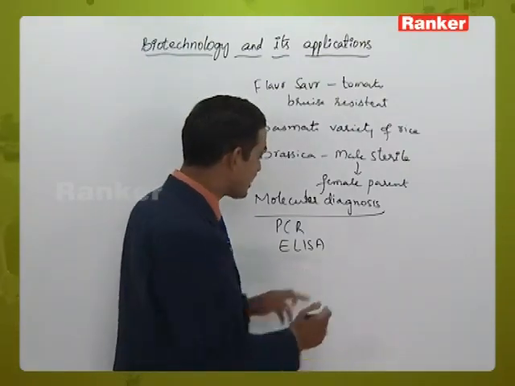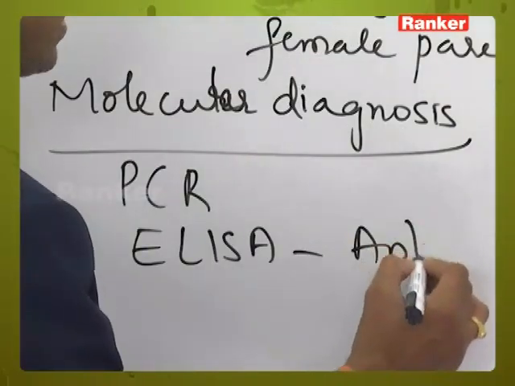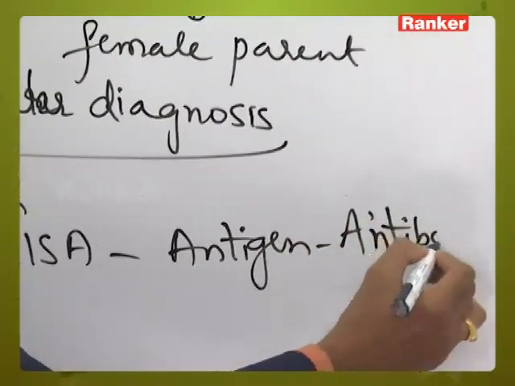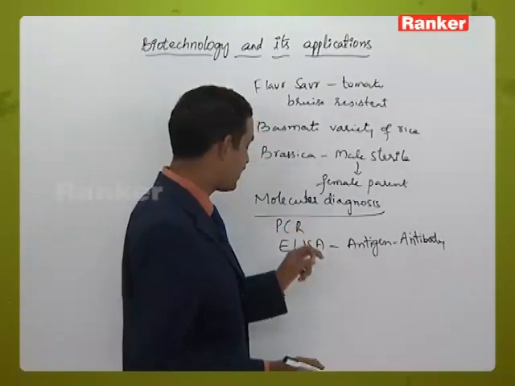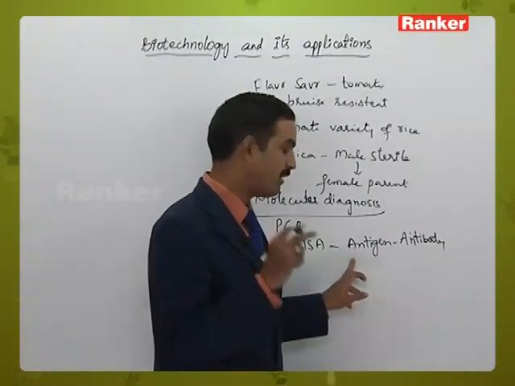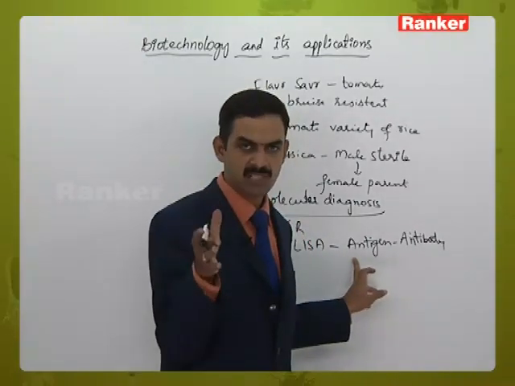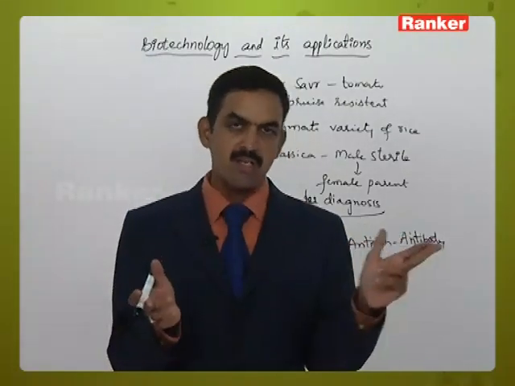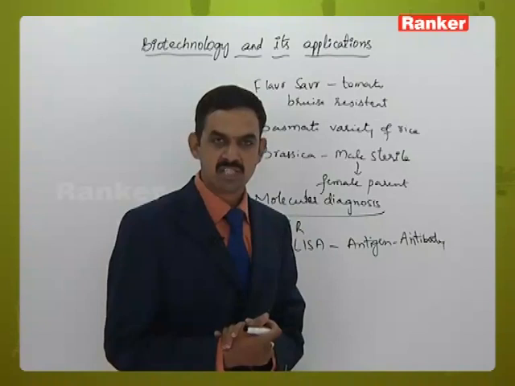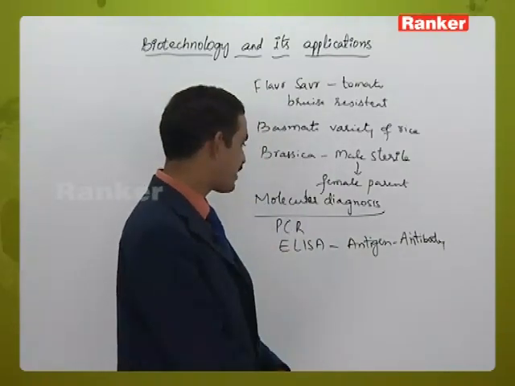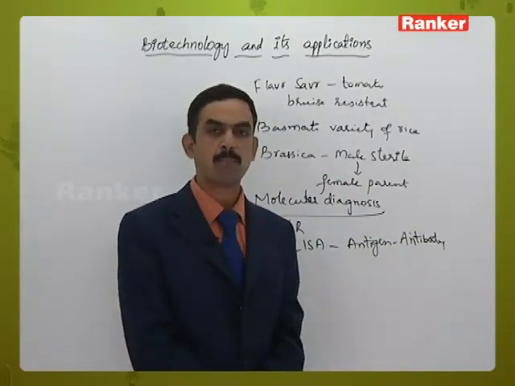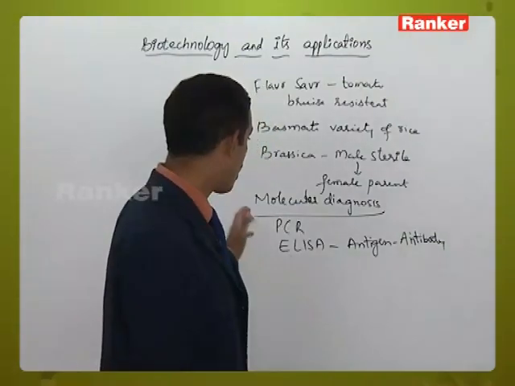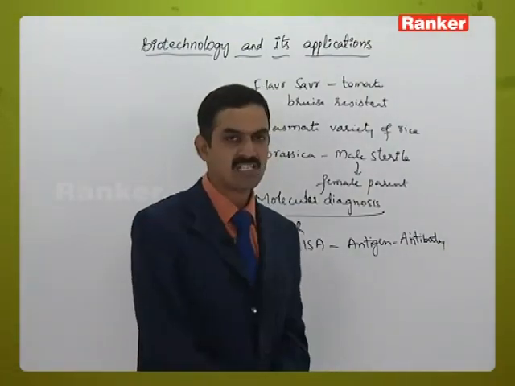And generally ELISA is based on the antigen antibody property. So it is identified by identifying the number of antigens, or it will identify when the number of antibodies are more against any antigen. So likewise it is based on the antigen antibody principle. So these are some of the examples related to the molecular diagnosis where PCR and ELISA have an important role.